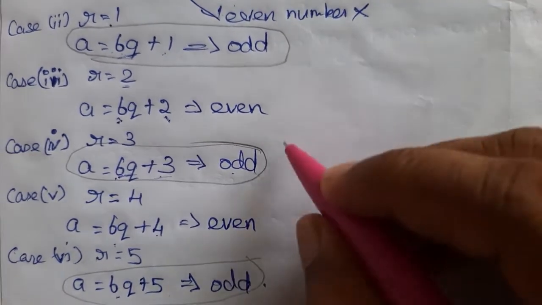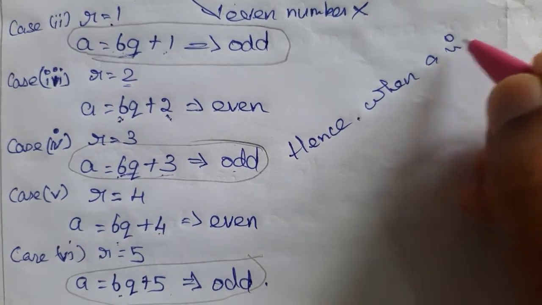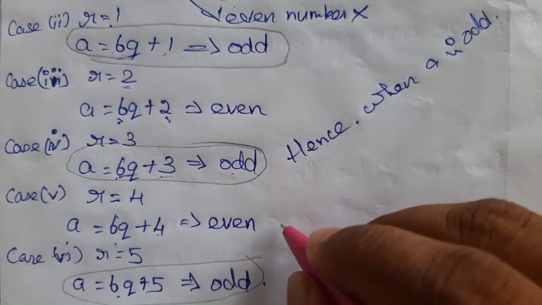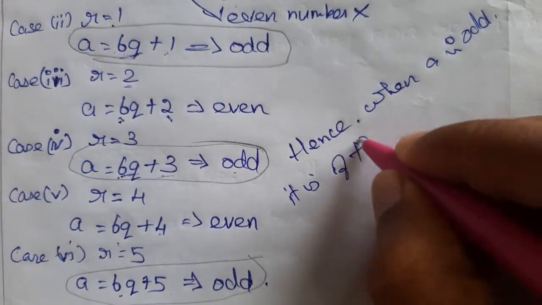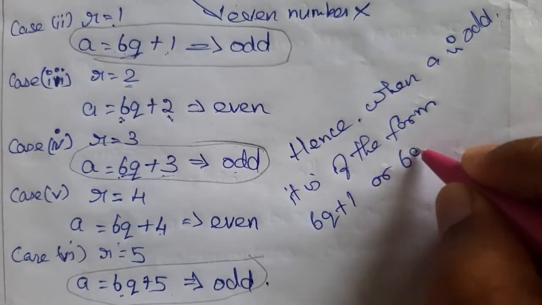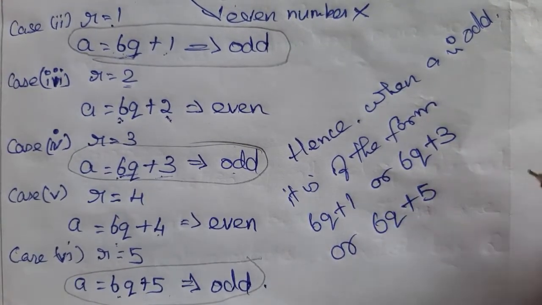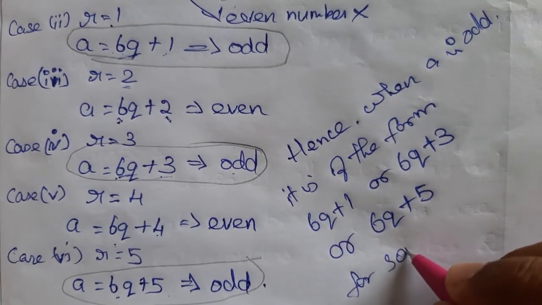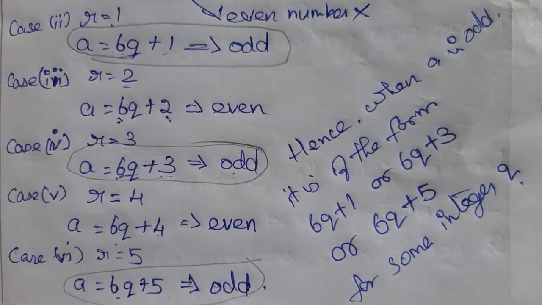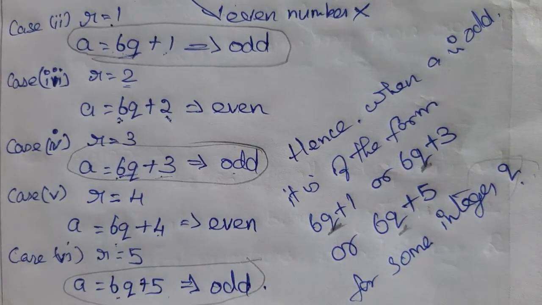So what happened? Hence, when a is odd, it is of the form 6q plus 1 or 6q plus 3 or 6q plus 5, for some integer q. Here this q can be any integer. That's what it says. Clear?